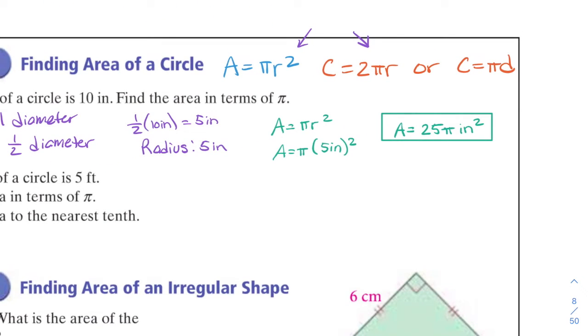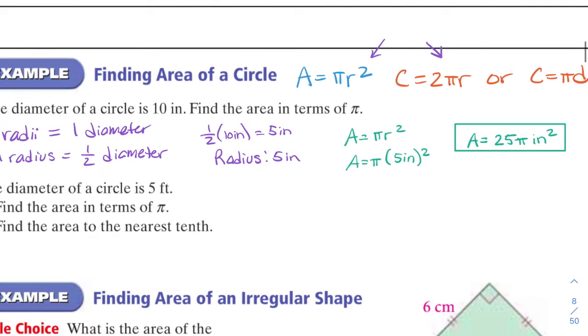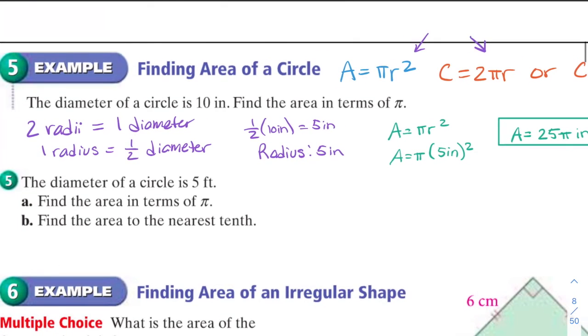Okay? I'm sorry, when I misread this, I thought it said the circumference was given. So if the circumference is given, you have to work backwards, and you have to solve for r. But that's not something that we needed to do.